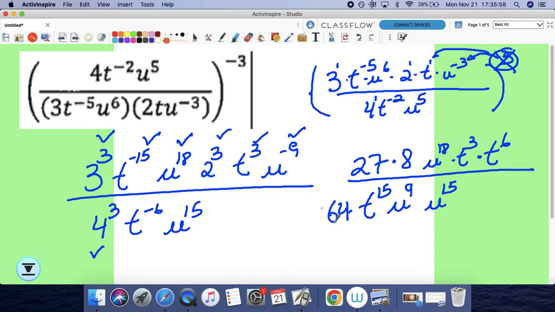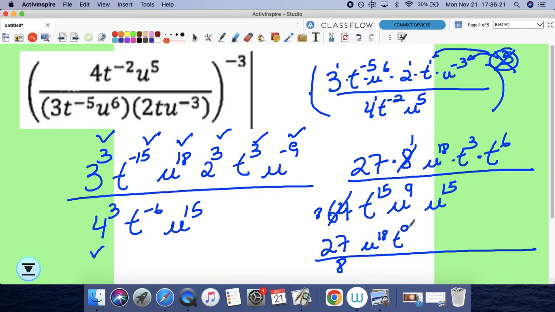So again, we can simplify. 8 and 64 becomes 1 over 8, so 27 and 1 over 8, right? Because that's a 1, that's an 8. t's, I have 15 t's here, and on the top I actually have 9 t's, right? Because t to the third power. So actually, you know what? Let me write that. I have u to the 18th, t to the 9th, and at the bottom I have t to the 15th and u to the 24th. That's what I have.